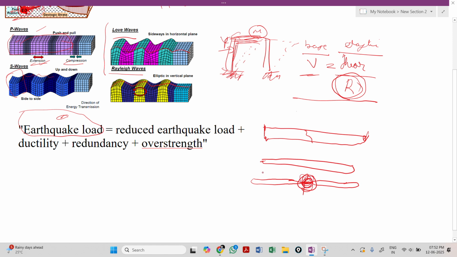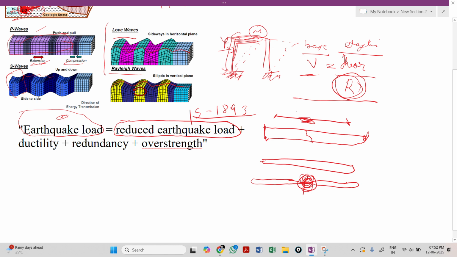Even with a steel member, just take a mild steel. I think you guys have done a lot of experiments where you check the tensile strength. So that is one point where it ruptures. That is an elastic point. So that is how it works. So I think reduce earthquake load. There's a formula given in IS 1893, and I'll be coming up with that in the future classes.